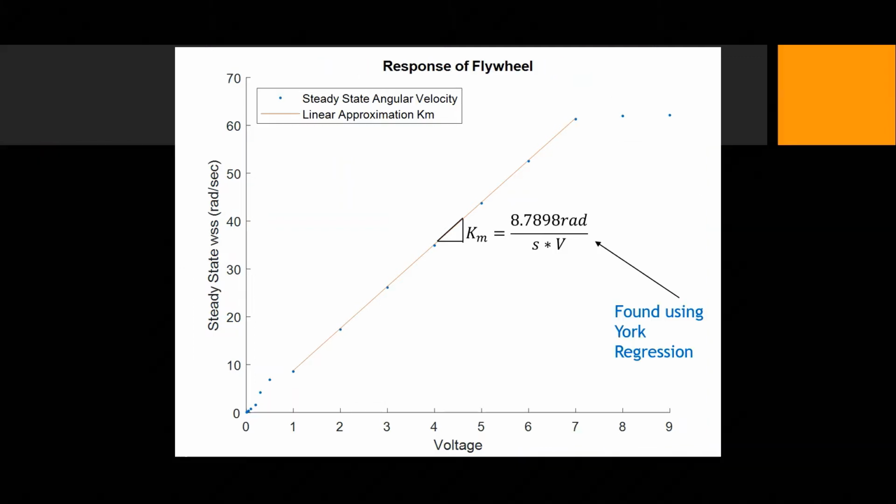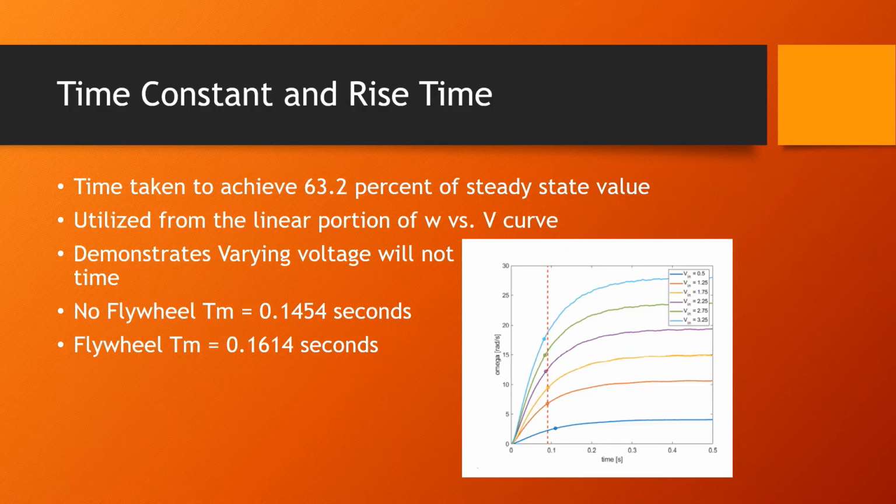This figure demonstrates the linear regression performed for the data with the flywheel, neglecting the dead zone and saturation zone. The regression yielded a motor gain of 8.7898 radians per second volts. Compared to the model without the flywheel, this yields only a percent difference of 0.17%. The conclusion that can be drawn from this is that the mass or flywheel in this case has very negligible effect in a motor. Another important parameter of a motor is its rise time.